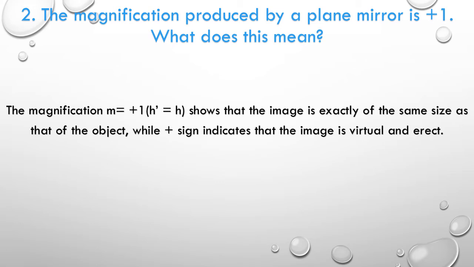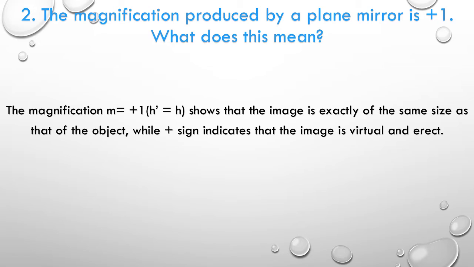Second, the magnification produced by a plane mirror is +1. What does this mean? Since m is +1, we know, children, that the height of the image will be equal to the height of the object. That is, the image is exactly the same size as the object.